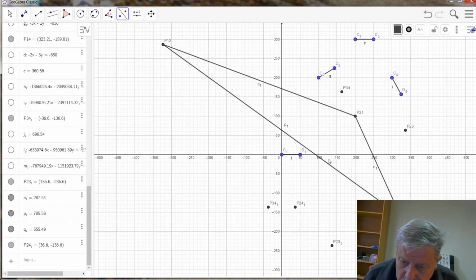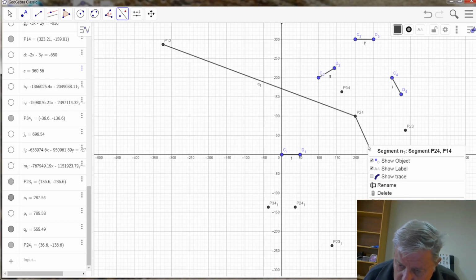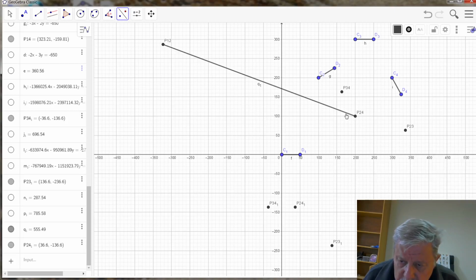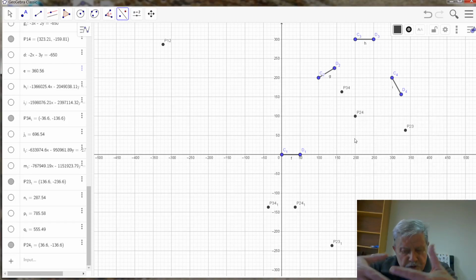I will hide these pole triangles. You see, I'm using 3 positions, what I have learned from 3 positions, to determine the image poles. Now I have P12, P14, P341, P241, P231, P14, and all the poles.